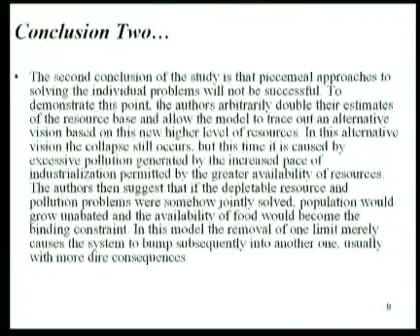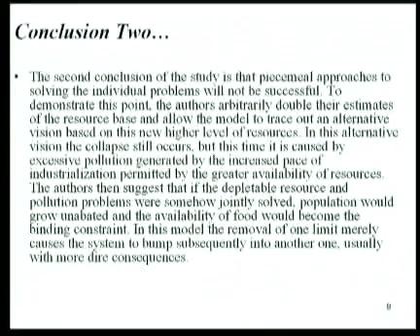The second conclusion was a piecemeal approach to solving individual problems is not going to be successful. To demonstrate the point, the authors, Forrester and Donella Meadows and so on, arbitrarily double their estimates of the resource base and allow the model to trace out an alternative vision based on the new higher level of resources. And in this alternative vision, the collapse still occurs, but the time is caused by excessive pollution generated by the increased pace of industrialization permitted by the greater availability of resources. So it's just a lazy inevitable, essentially.